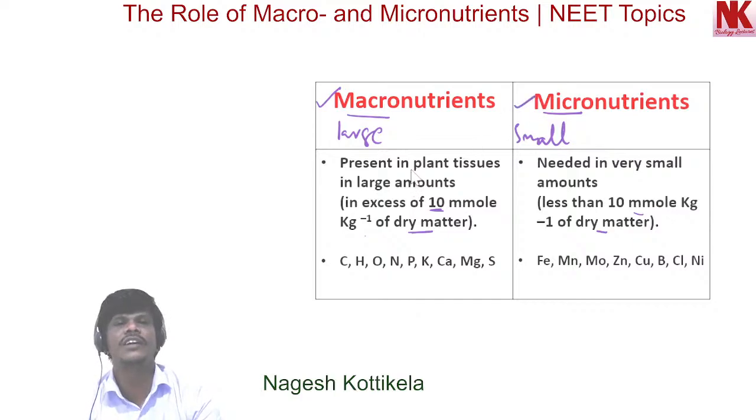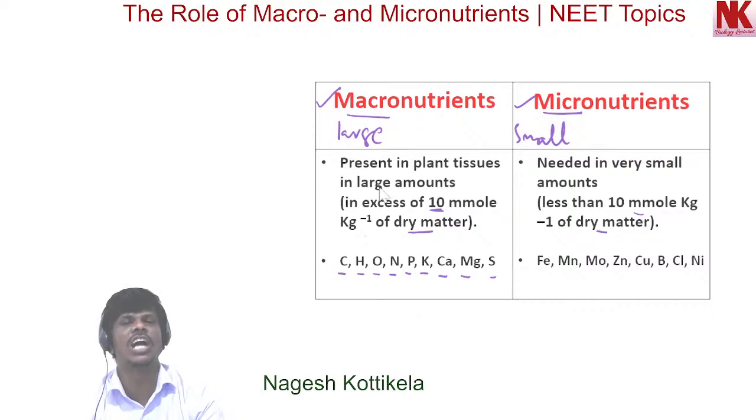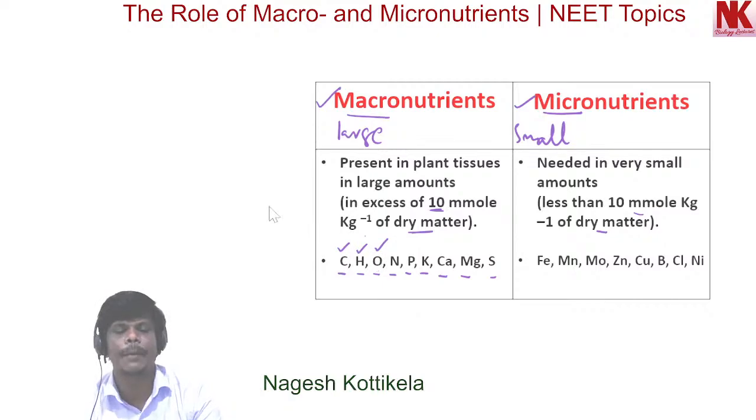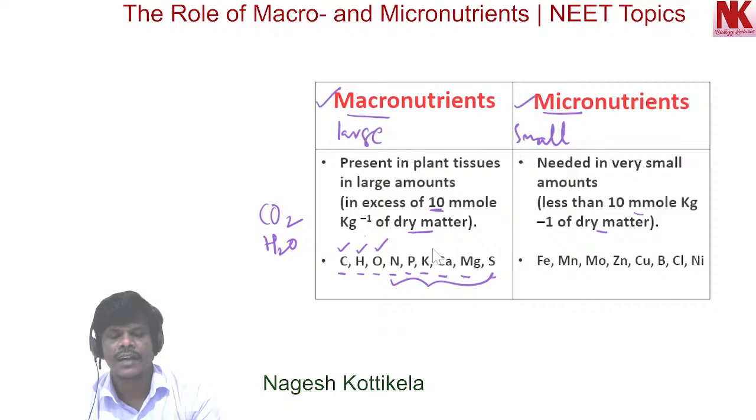Now, the examples: carbon, hydrogen, oxygen, nitrogen, phosphorus, potassium, calcium, magnesium, sulfur. All these are present in plant tissues in large amounts. These are called macronutrients. Among these, carbon, hydrogen and oxygen are mainly obtained from carbon dioxide and water, and the remaining nutrients are absorbed from the soil as mineral nutrients.